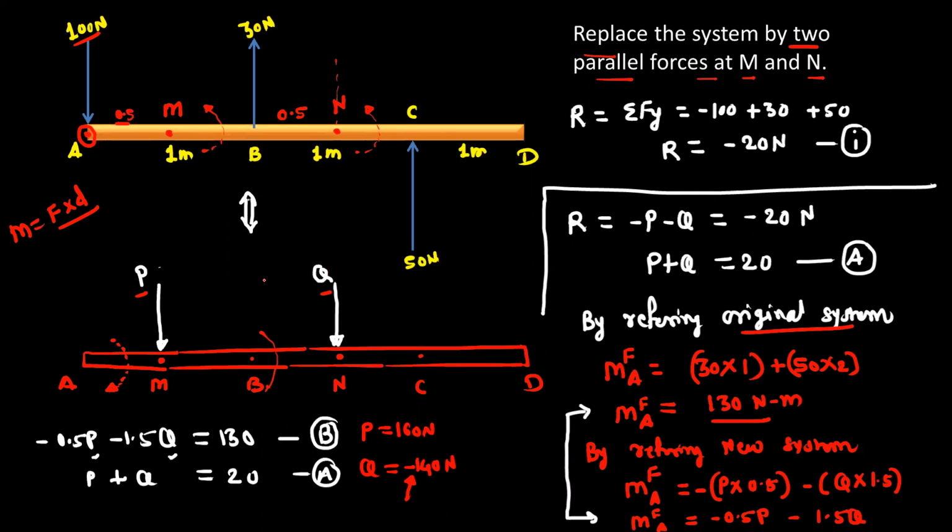We assumed both the forces P and Q in the downward direction. But out of that, one is correct. The P answer we have got is positive. That means our assumed direction is correct. P must be in the downward direction. We need to change the direction of force Q. So you can redraw this diagram A to D. Here I will erase the force Q. So your final system will be like this.